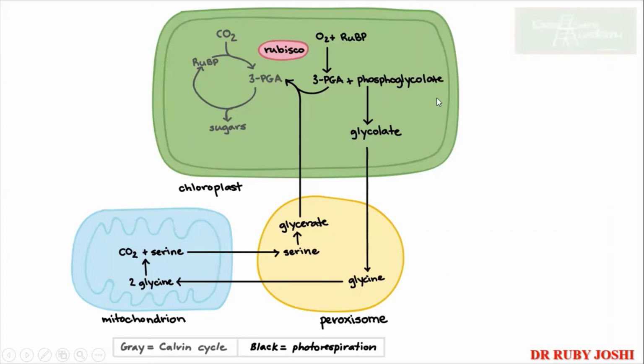molecule of phosphoglycolate. See, when carbon dioxide combines, you get 6 carbon. Okay, when 1 carbon is added to 5 carbon RuBP, you get 2 molecules of 3-phosphoglycerate. This is 5 carbon, this is 1 carbon. So you get here 2 molecules of 3 PGA. Now when it is oxygen only, there is no CO2. So you get 1 molecule of 3 PGA, which is 3 carbon. And here it is 1 molecule of phosphoglycolate, which is 2 carbon.